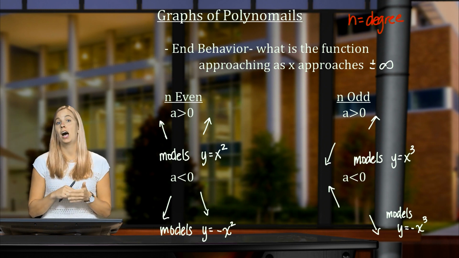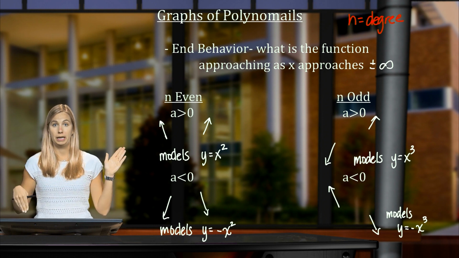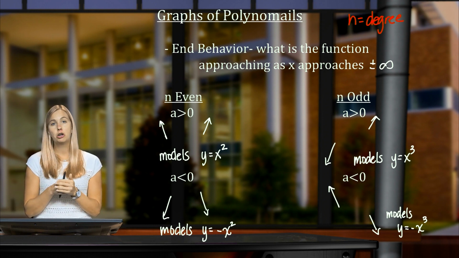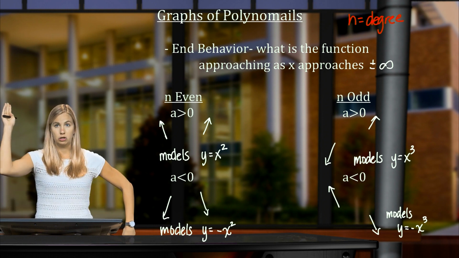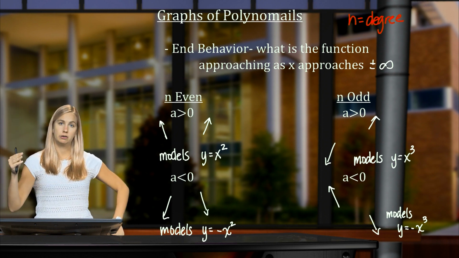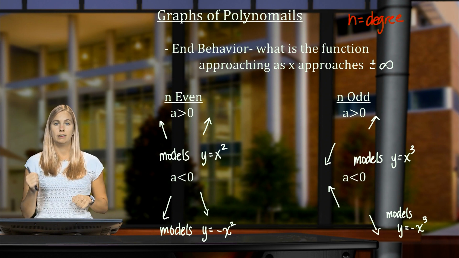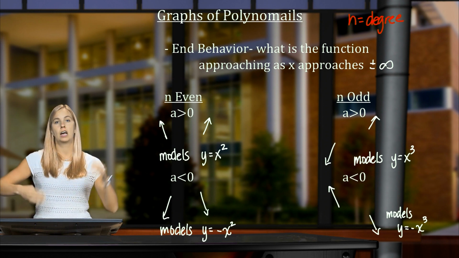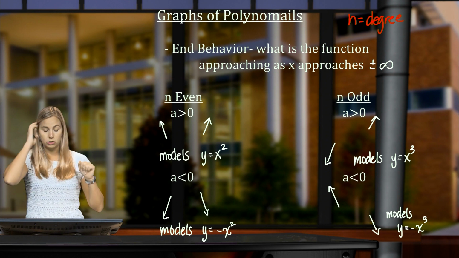If your degree is odd, that's when we have alternating end behavior. If our lead coefficient is positive, we look like this. I hope this is looking right to you. I've got a mirror image, but down to the left, up to the right. And if your lead coefficient is negative, you're just switching those values or switching your tails.